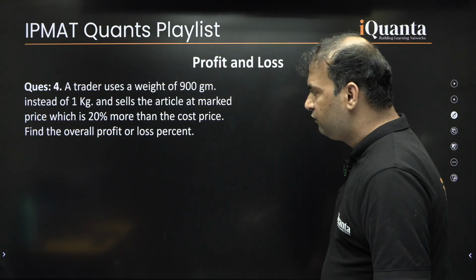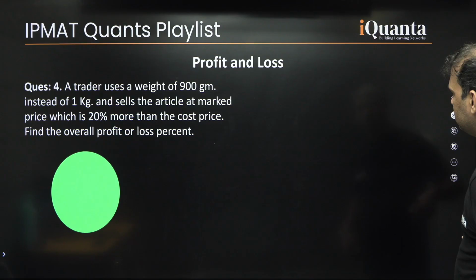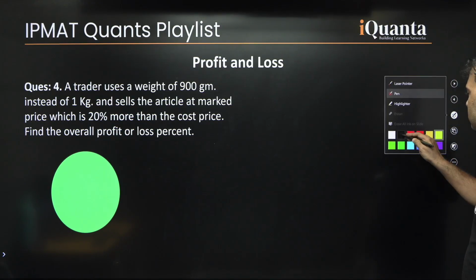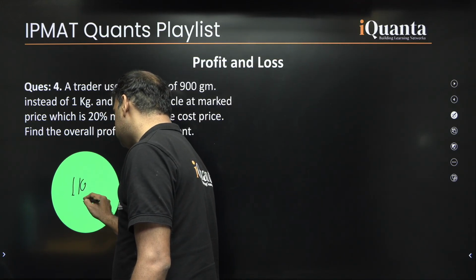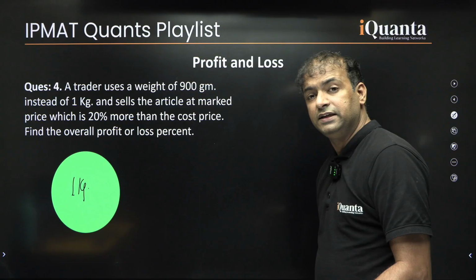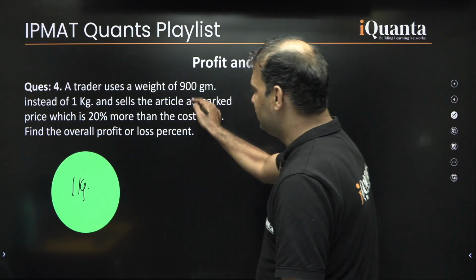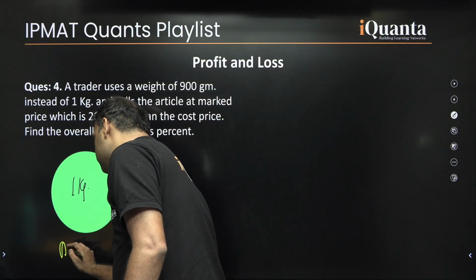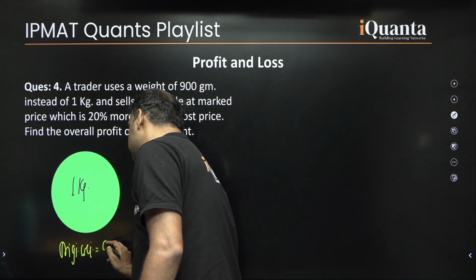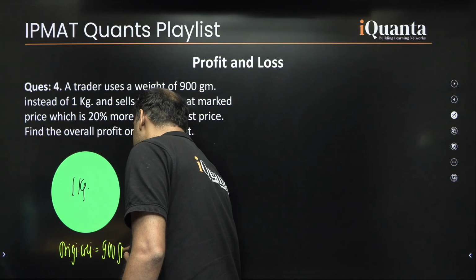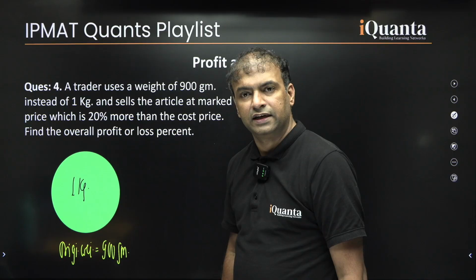So guys, the first thing is the same, the cheating based on the weight, right? I have again made a similar kind of diagram. On the weight, it must be written 1 kg. So the customer will think that he's getting the article worth 1 kg, but the trader uses a weight of 900 grams. So the original weight of this is how much? The original weight is actually 900 grams. That means he sells only 900 grams and cheats the customers.